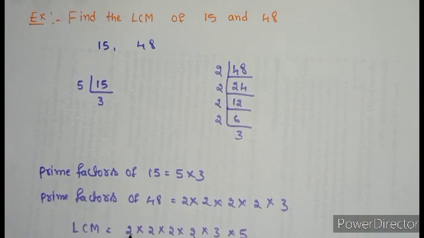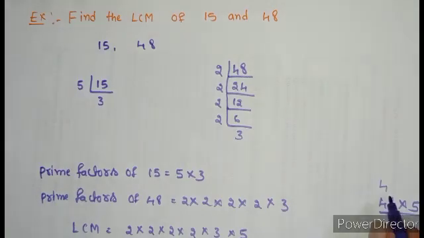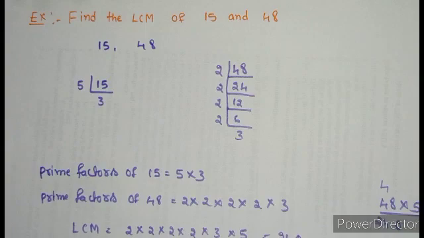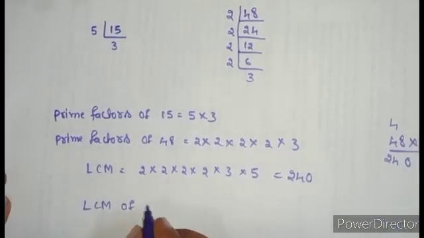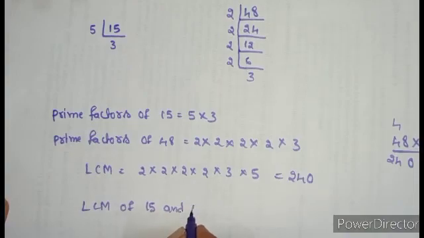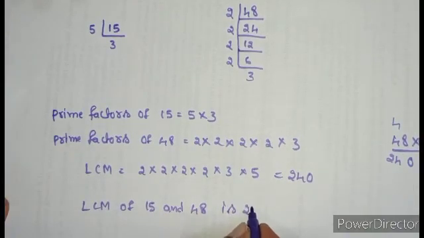Now we need to multiply all these prime factors. All of you see here, 2 ones are 2, 2 twos are 4, 4 twos are 8, 8 twos are 16, 16 threes are 48. 48 into 5: 5 eights are 40, write 0, take 4 carry, and 5 fours are 20, 20 plus 4 carry is 24. 240. LCM is 240. LCM of 15 and 48 is 240.